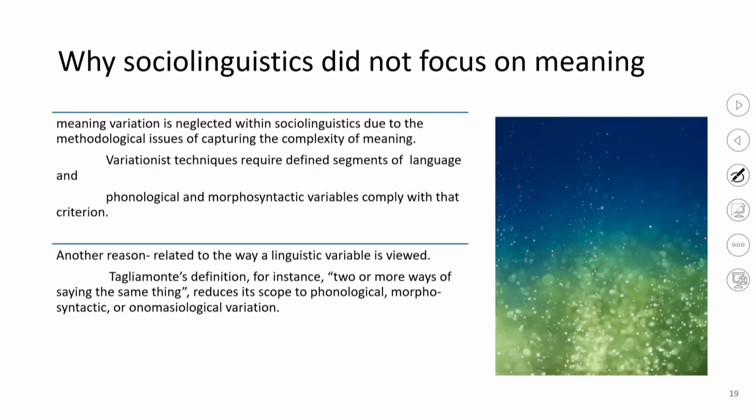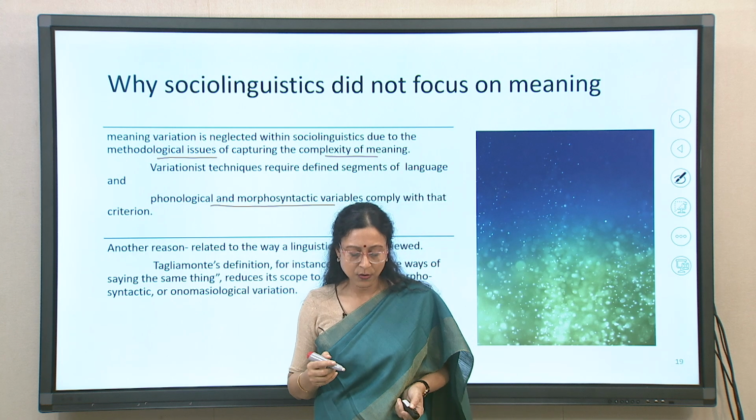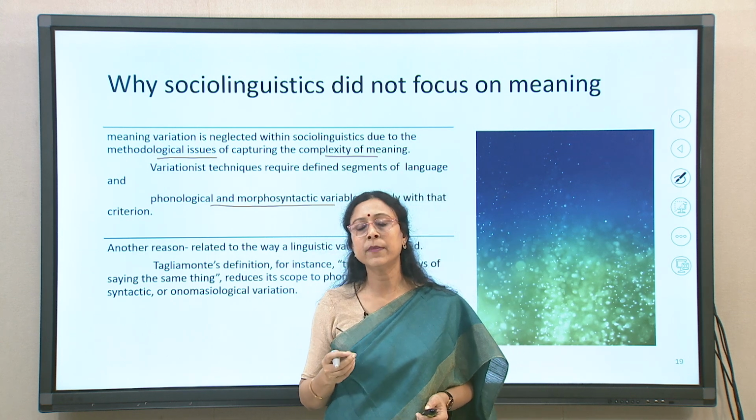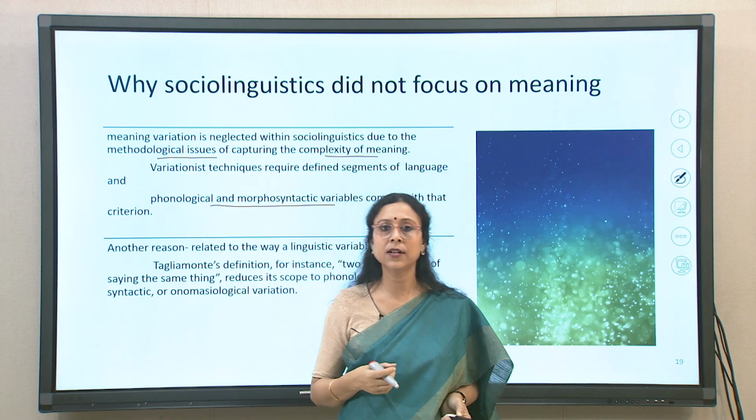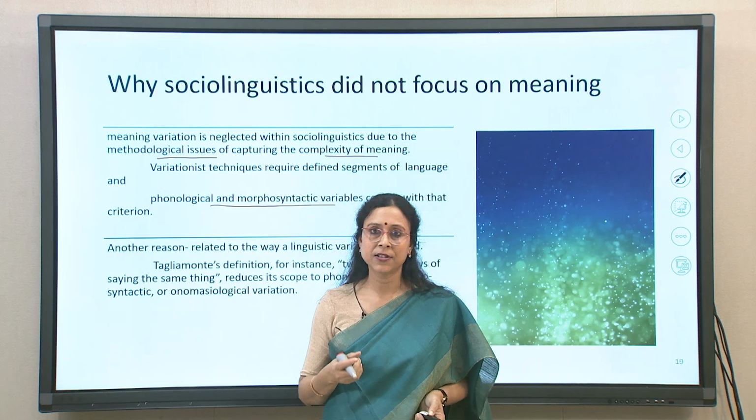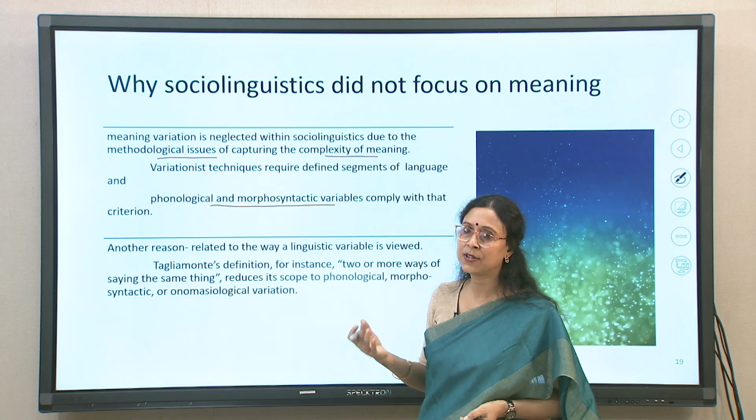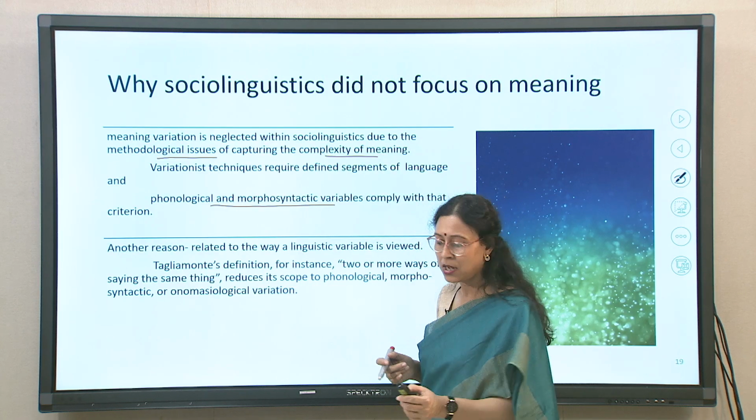We will see that soon. So, why did sociolinguistics not focus on meaning in the beginning? Because it was neglected due to the methodological issues of capturing the complexity of meaning. Variationist techniques required defined segments of language, and phonological and morphosyntactic variables comply with that criterion, because in those days the fine-tuned methodological tools were not there to understand meaning variation in the way that was possible for phonology and morphosyntactic domains.